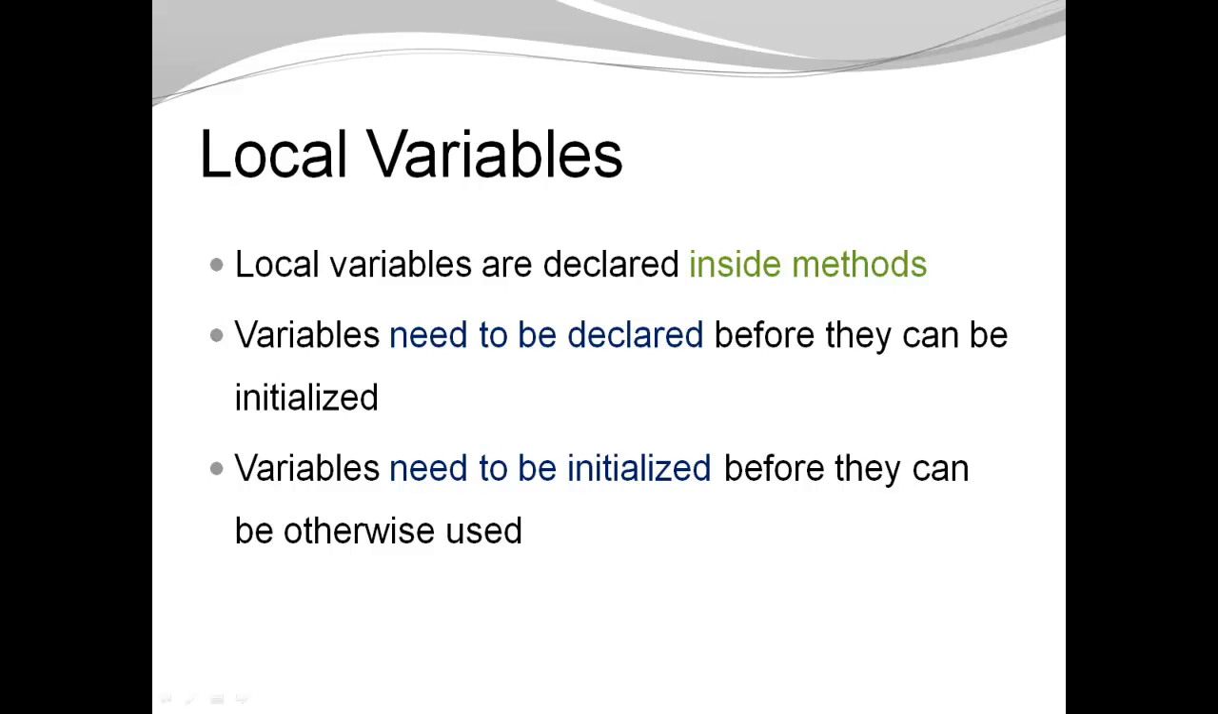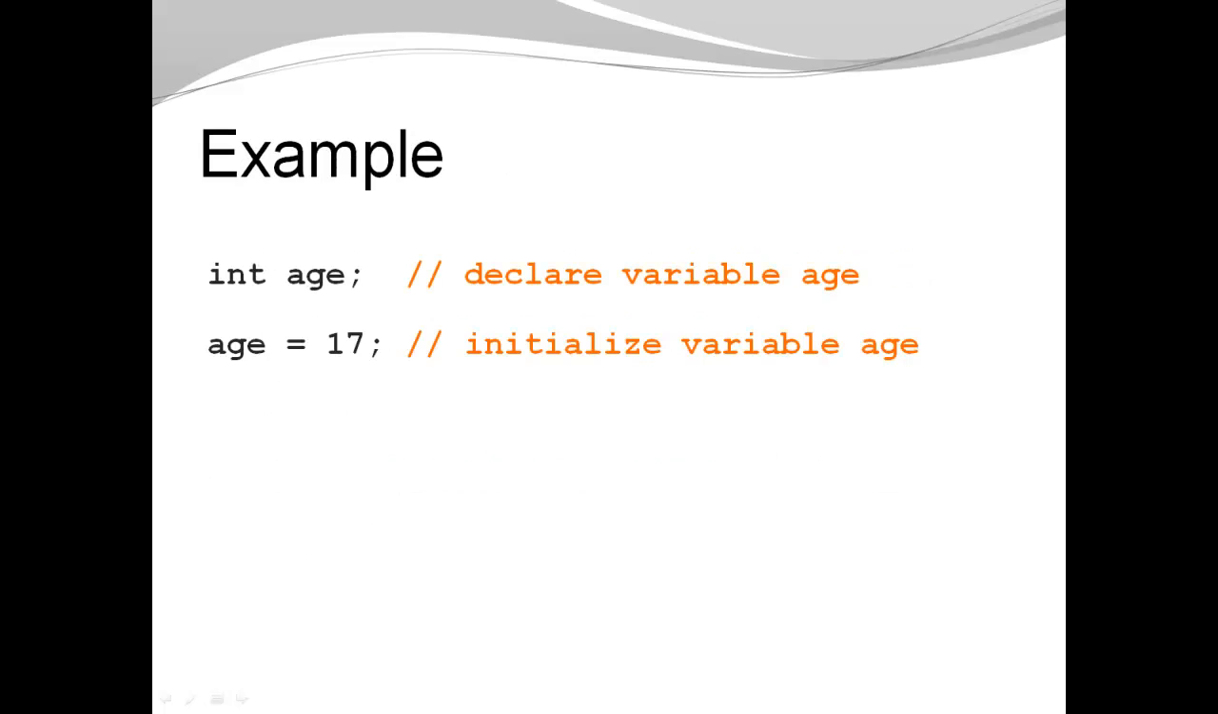Local variables are declared inside methods. In Java, variables need to be declared before they can be initialized, and variables need to be initialized before they can be used. Now here are some examples.